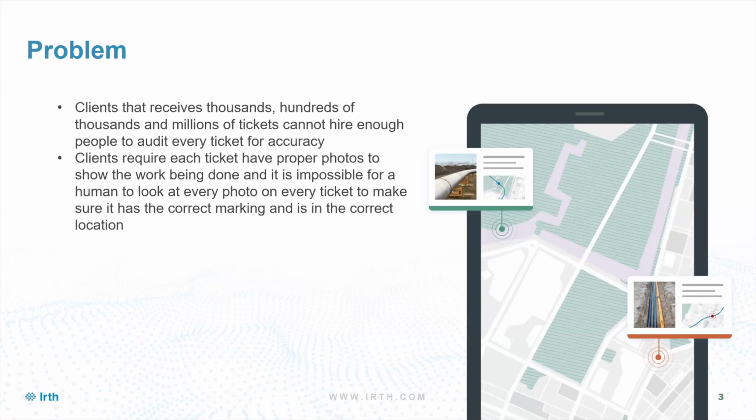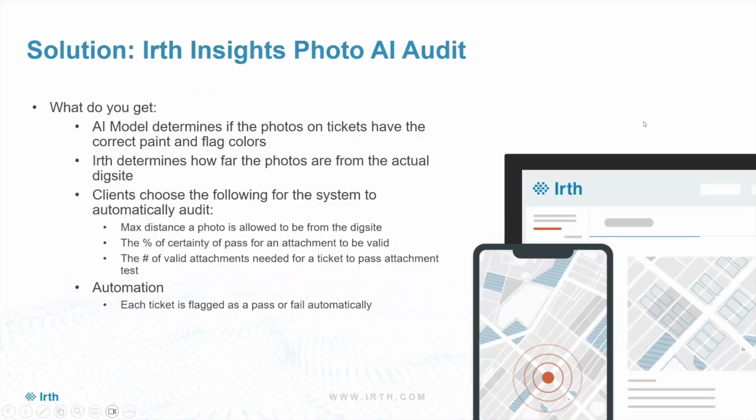So what we've done in our solution is we've found a way to automate this and make it intelligent. From a solution standpoint, we have built what we call Earth Insights Photo AI Audit, and let me explain what that is. From a very high level, we've taken a lot of the data that we have in terms of the actual photos, and we've been able to train models specific to each color in the mark and locate process.